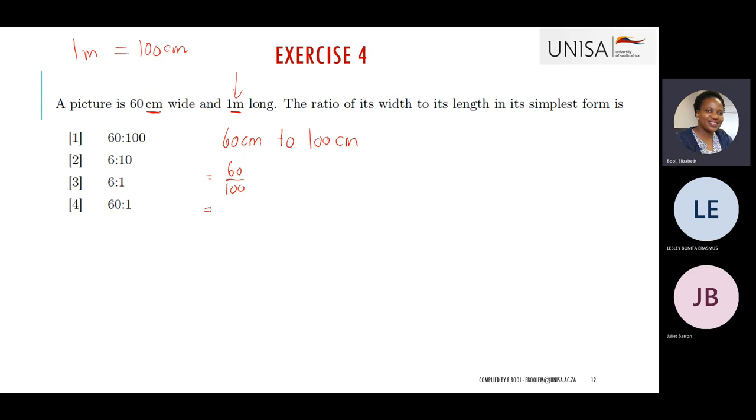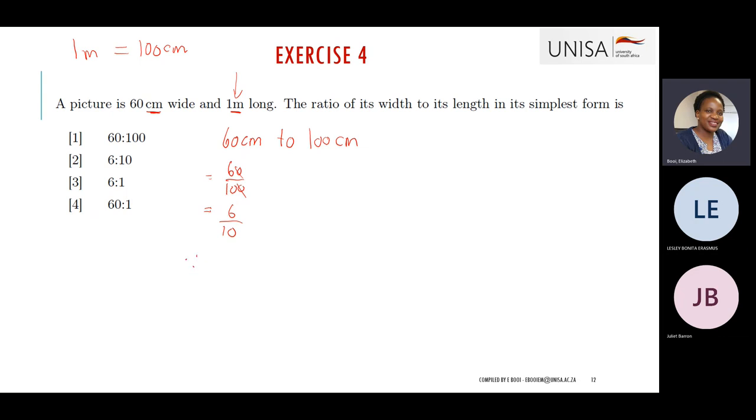What other number can go into 60 and go into 100? Or we can leave it as it is or not. 60 and 0 cancels out. We are left with 6 is to 10. And that's the lowest that it can go, because if I look at all this, there is no other number that will give us 6 and will give us 10. So 6 to 10 will be the lowest simplification of this.